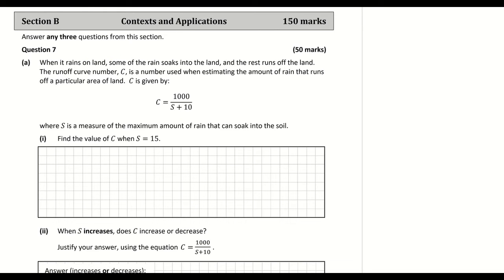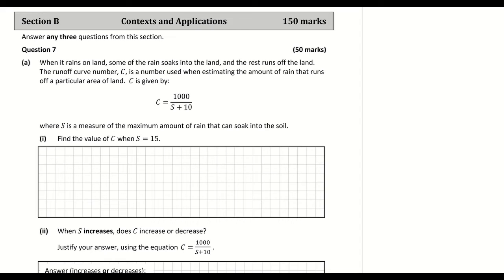Section B, question 7a. When it rains on land, some of the rain soaks into the land and the rest runs off the land. The runoff curve number C is a number used when estimating the amount of rain that runs off a particular area of land. C is given by the formula, where S is a measure of the maximum amount of rain that can soak into the soil. Part 1 wants us to find the value of C when S is 15.